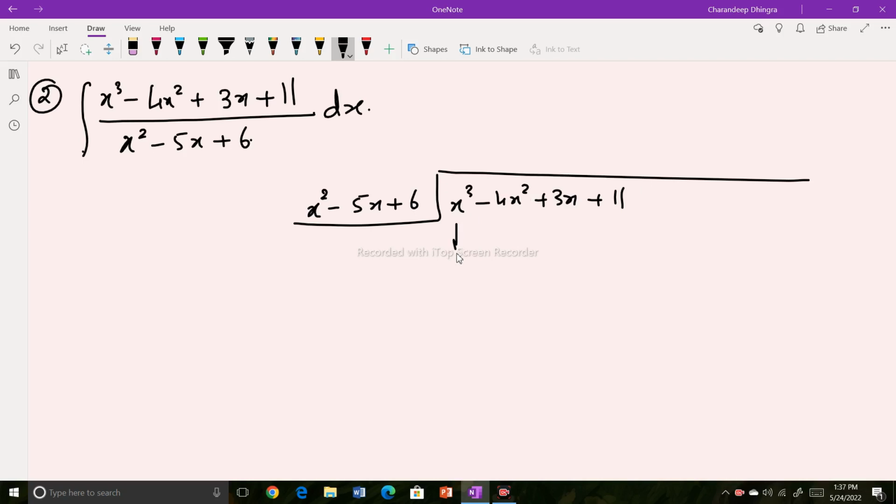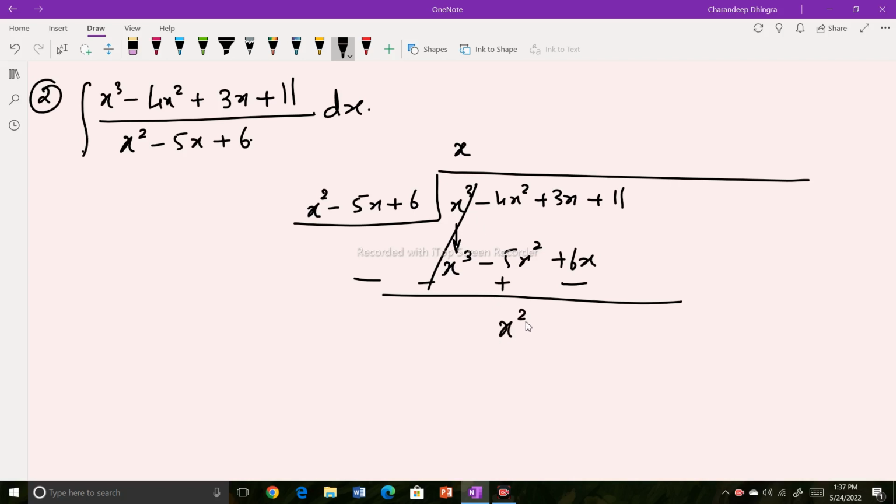So we have x cube, here we need x cube. So I'll multiply by x. So what do you have? X cube minus 5x square plus 6x. Now we'll subtract, plus minus. This gets cancelled. So the idea is always to cancel the first term. So you have x square and you have minus 3x, right? And you get the 11 down.